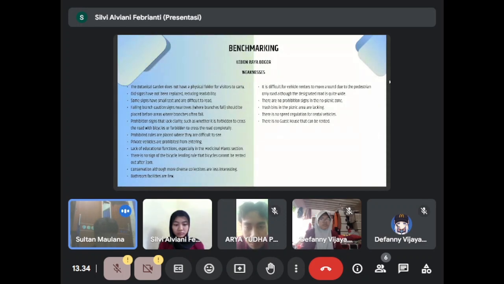Bathroom facilities are few. It's difficult for vehicles to move around due to pedestrians on the road, although the designated road is quite wide. There are no prohibitions in the no picnic zone. Trash bins in the picnic area are blocking. There is no speed regulation for rental vehicles. There is no guest house that can be rented. Okay, next please.